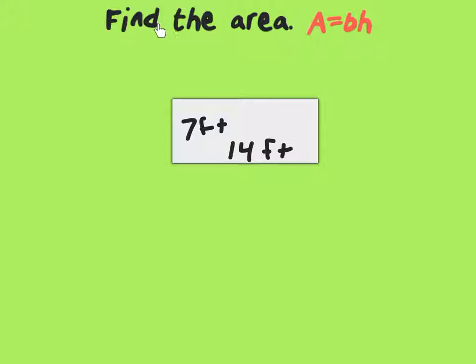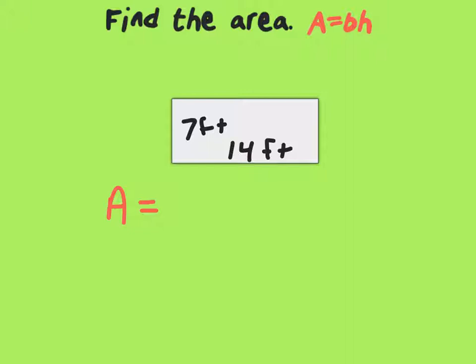Here's another formula. This formula is to find the area of a rectangle or a square. And the formula is A equals B times H. A stands for area, B stands for the base, and H stands for the height. So area equals base times height. To solve, it says find the area, so we're looking for A. We don't know what A is quite yet, but to solve, we're going to substitute numbers for our B and for our H. What number do you think that will substitute for B?